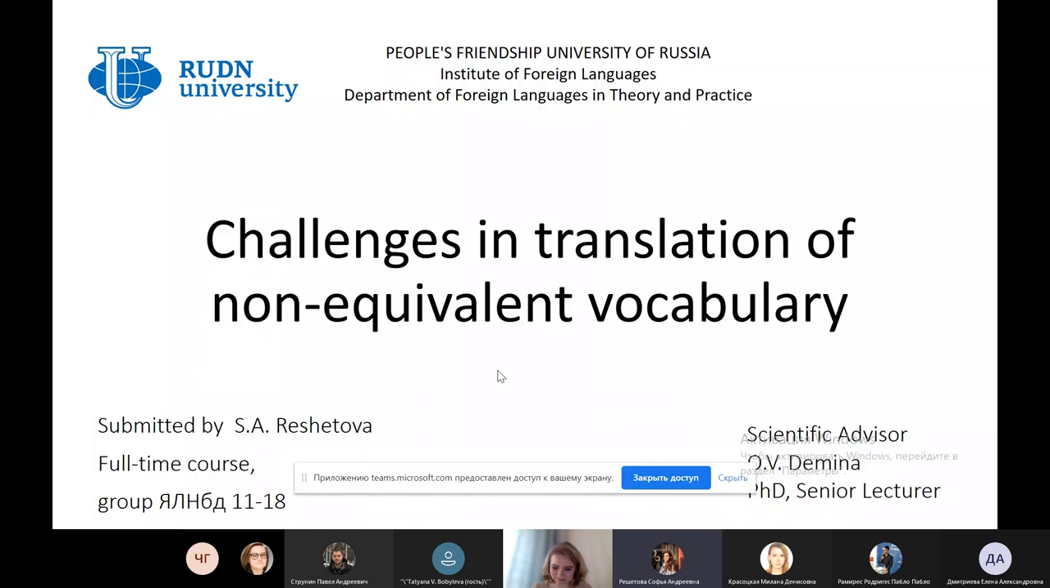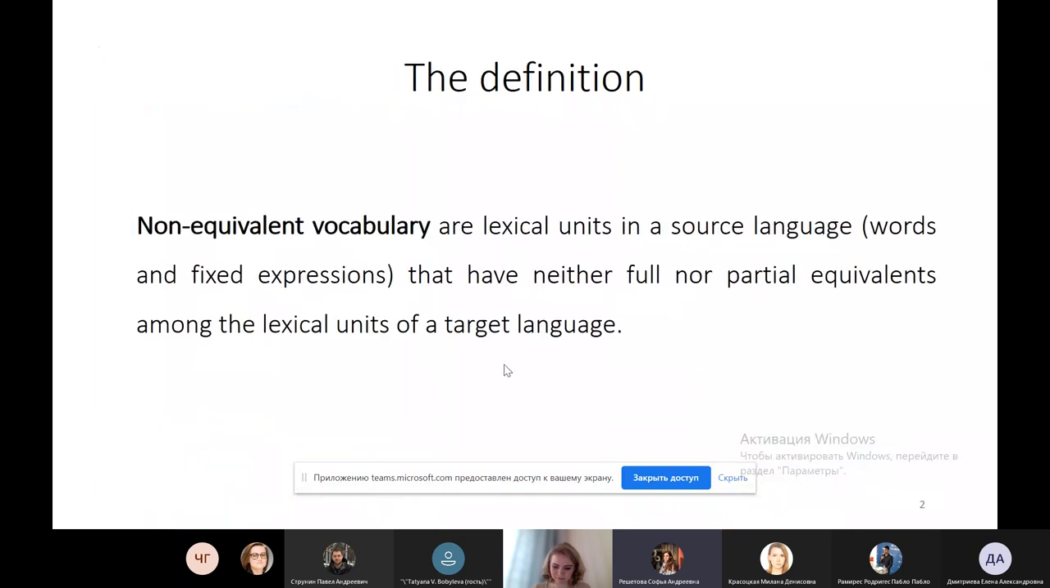Any language is constantly evolving. English is not an exception. Under the impact of numerous factors appear new words, word combinations, and concepts. We don't have accurate equivalents in the target language, and this is a great challenge for a translator.